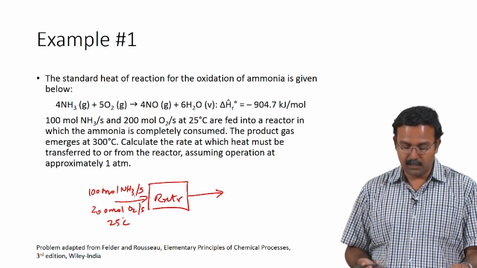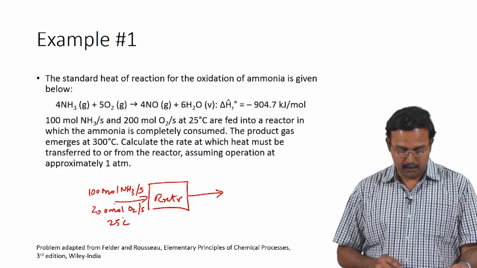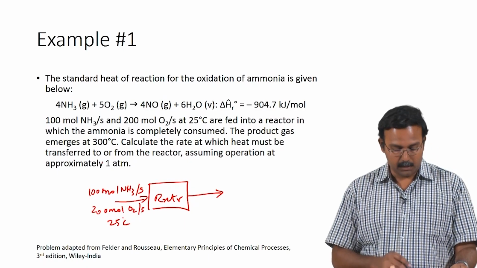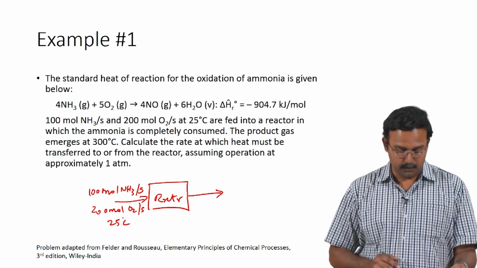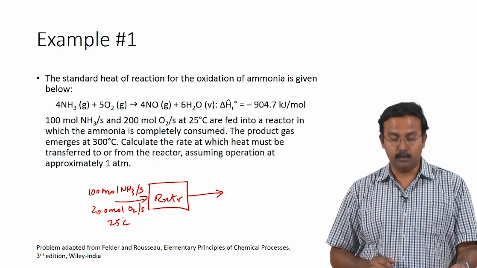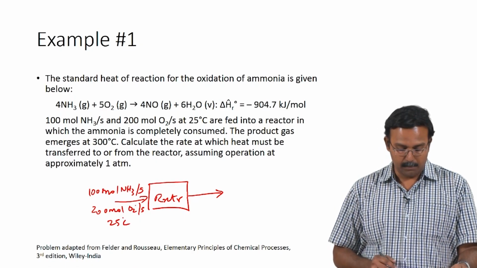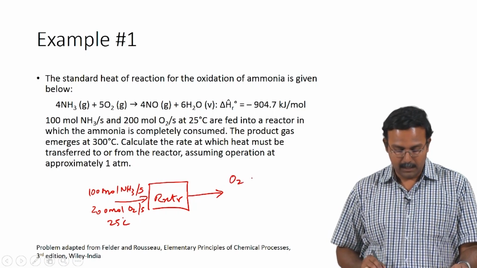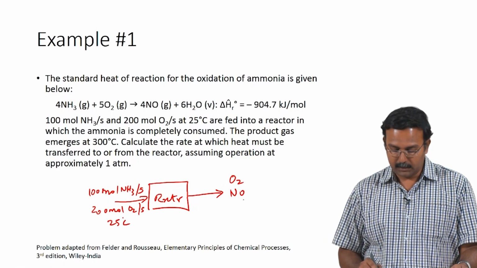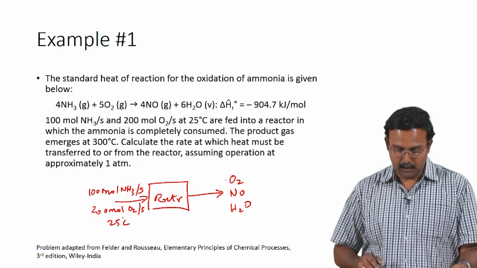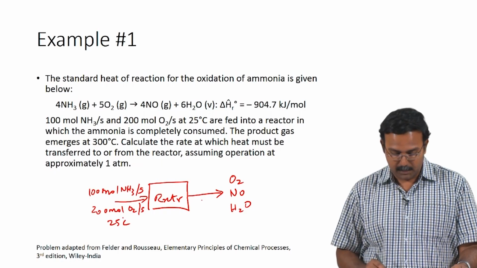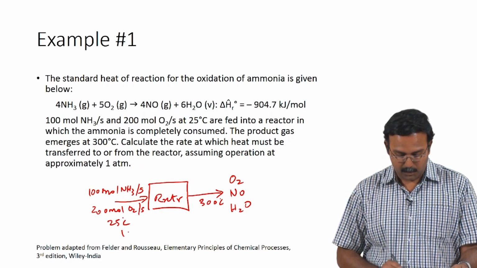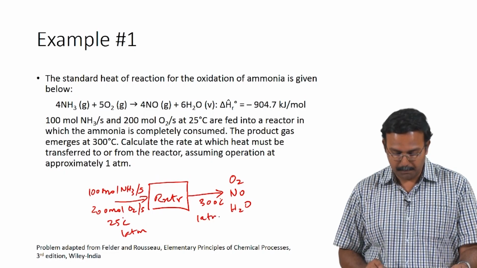We have been told that ammonia is fully consumed. So, we still might have oxygen remaining, because the ratio of ammonia to oxygen in the stoichiometric coefficients is 1:1.25 and oxygen is supplied as 1:2 compared to ammonia. This means there will be unreacted oxygen leaving, and you would also have nitric oxide and water vapor in addition to the oxygen, which are the products formed, leaving the system. All of these are leaving at 300 degrees Celsius. So, we can assume 1 atmosphere for both the streams as given in the problem.